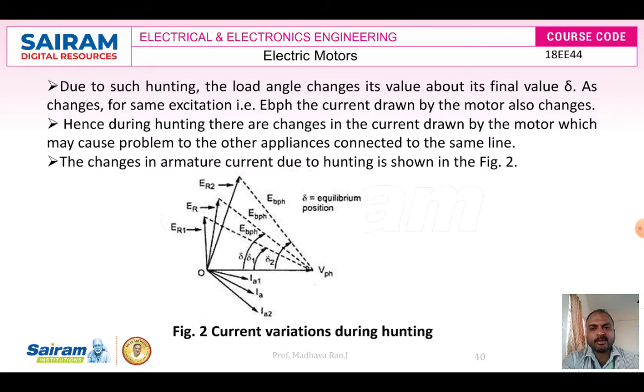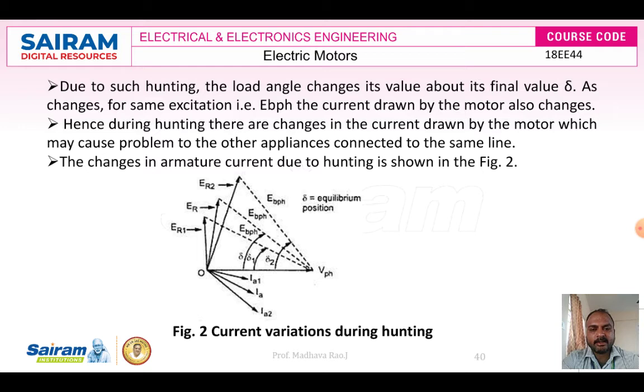So, due to such hunting, the load angle changes about delta 1, delta 2, delta 3, you can see here. Delta is the equilibrium position. So when the load changes, the rotor position changes, and the rotor gives oscillations. That is called hunting.